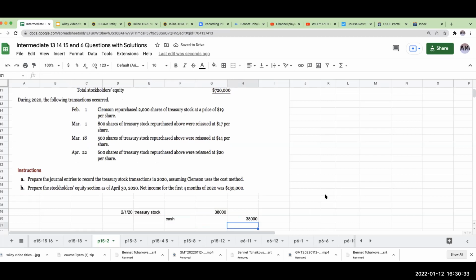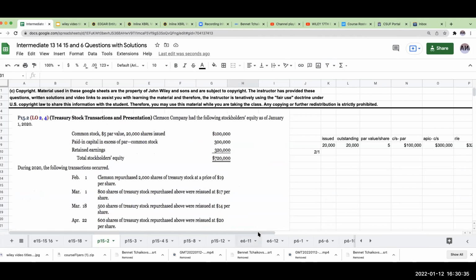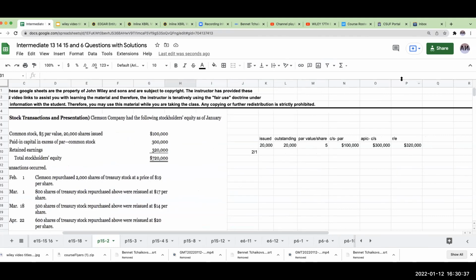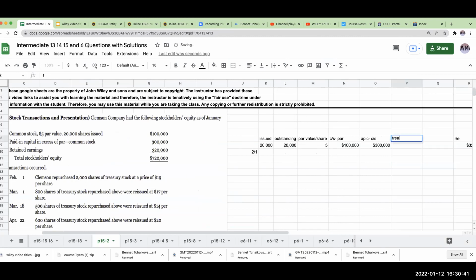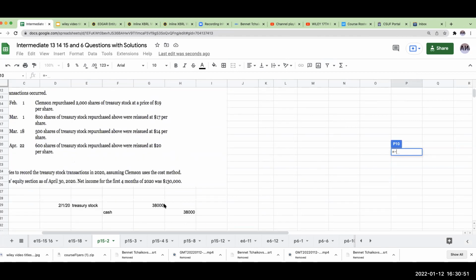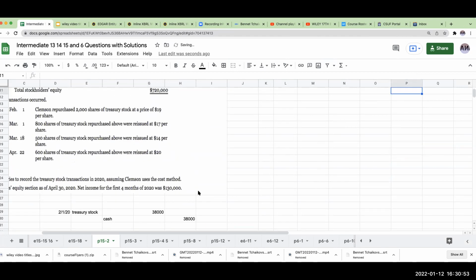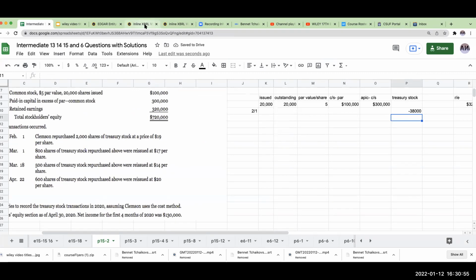So what happens over here to my chart? Let's go ahead and add in a few more columns. So I have treasury stock. This is going to be showing up as a negative, right? Because treasury stock is increased with a debit because I'm buying back my own shares.